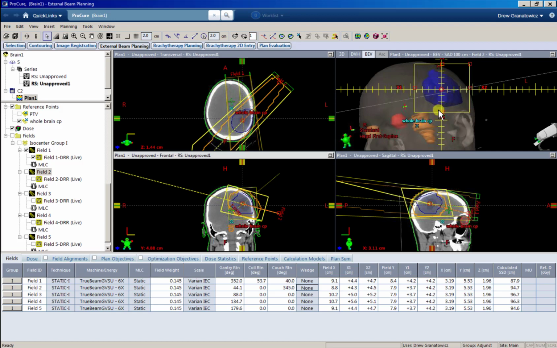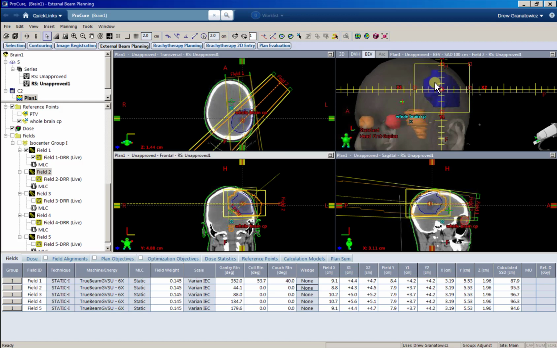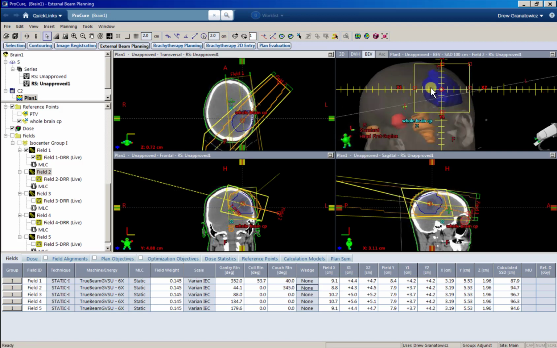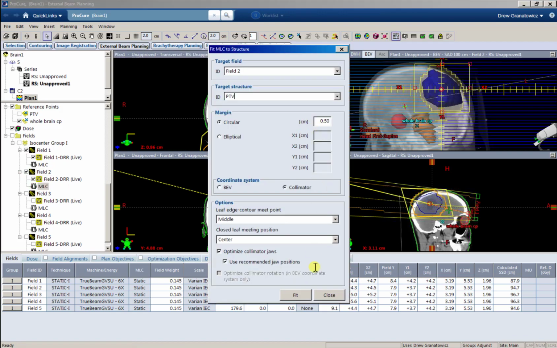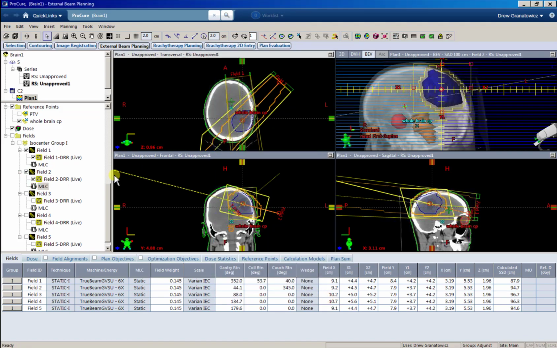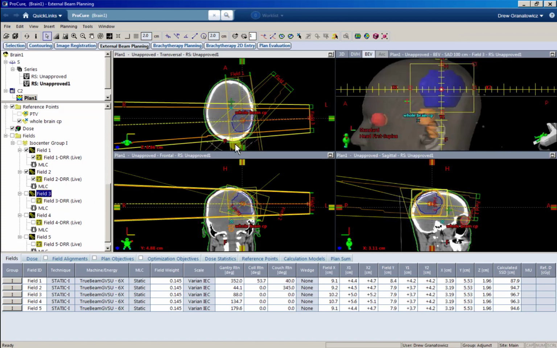I think that should be good. So if we look at our beam's eye view, we're kind of shooting through the back of the brain here. If we rotate our couch a little bit, we're just going to exit through a little bit less brain, I think. Let's try that out. And then with this field 3, let's do with field 3.